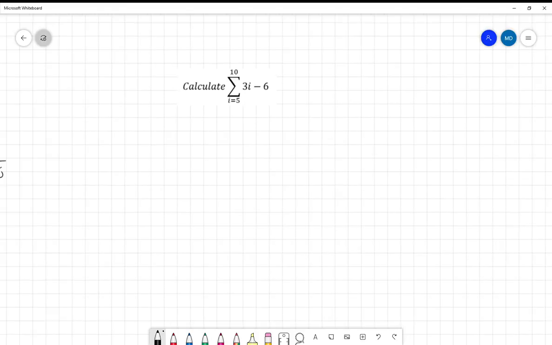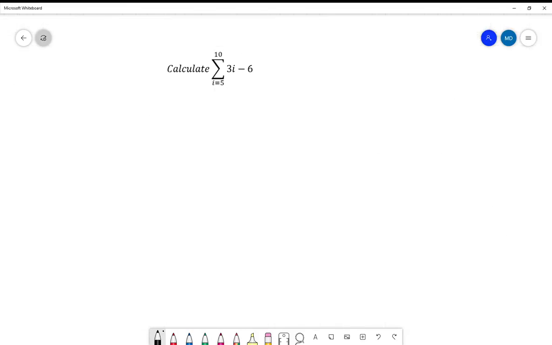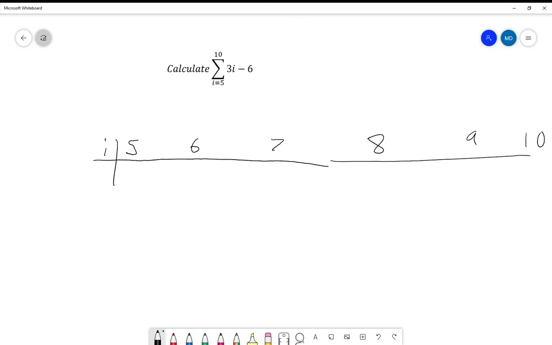Okay, last one here. Just to be a little bit careful here, make sure you do pay attention to the bottom number, because this one starts at 5. 5, 6, 7, 8, 9, and 10. Otherwise, it's exactly the same. 5 times 3 is 15, subtract 6 is 9. 6 times 3 is 18, subtract 6 is 12, and in fact this is just going to go up in threes. And then we just add them up.